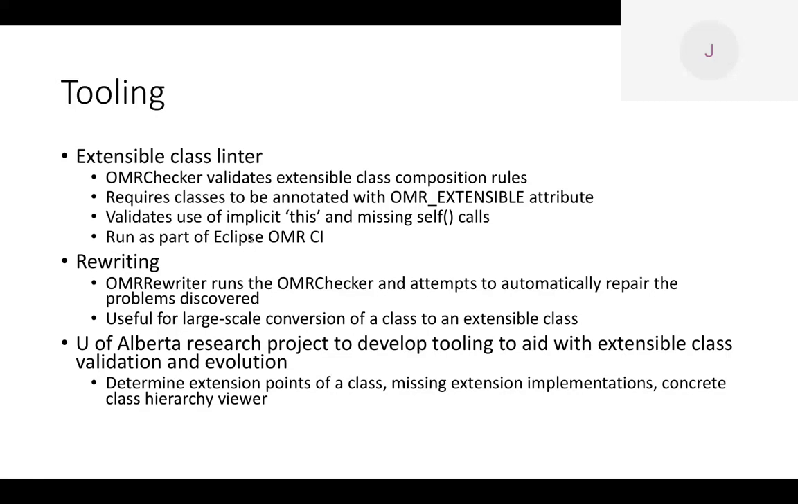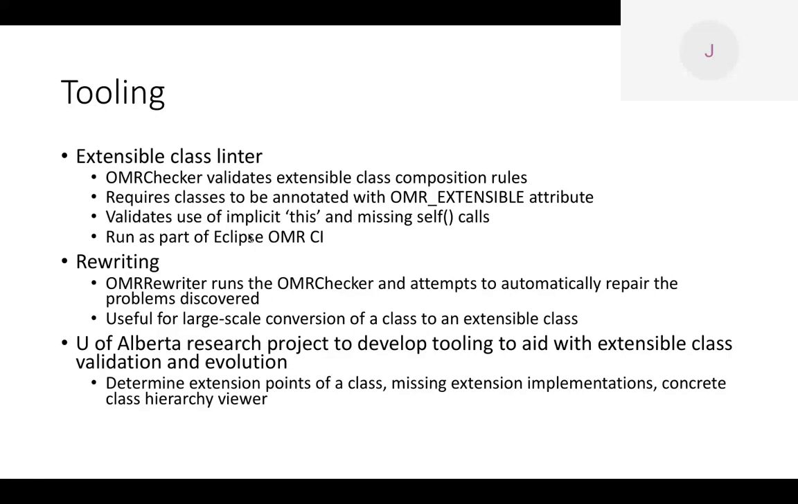They're all based on Clang. That's actually what the OMR checker is based on. It's a sort of Clang tool to help you rewrite the class using the right kinds of rules for extensible classes. So it'll help you insert the self calls whenever an implicit this is found and that sort of thing. Now, this is an example: we used that on the node class when we did that work.